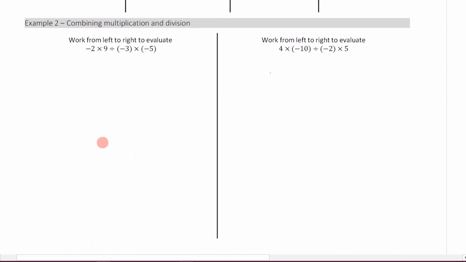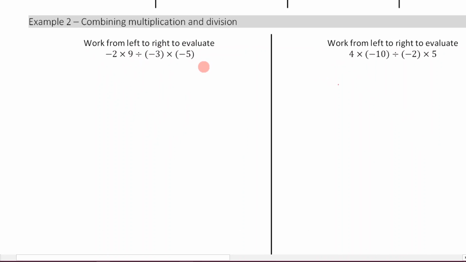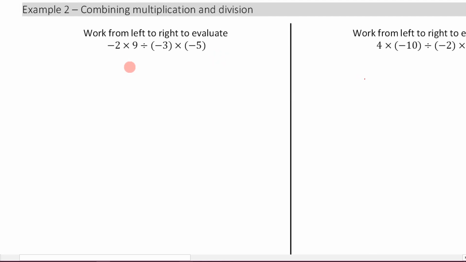Okay, let's calm down here now. What this says is work from left to right to evaluate. So let's do that now. All right, so if I'm working left to right, I'm going to first do this calculation. What is negative 2 times 9? Well, that's going to be negative 18. And then I'm just going to copy down everything else that I have there.